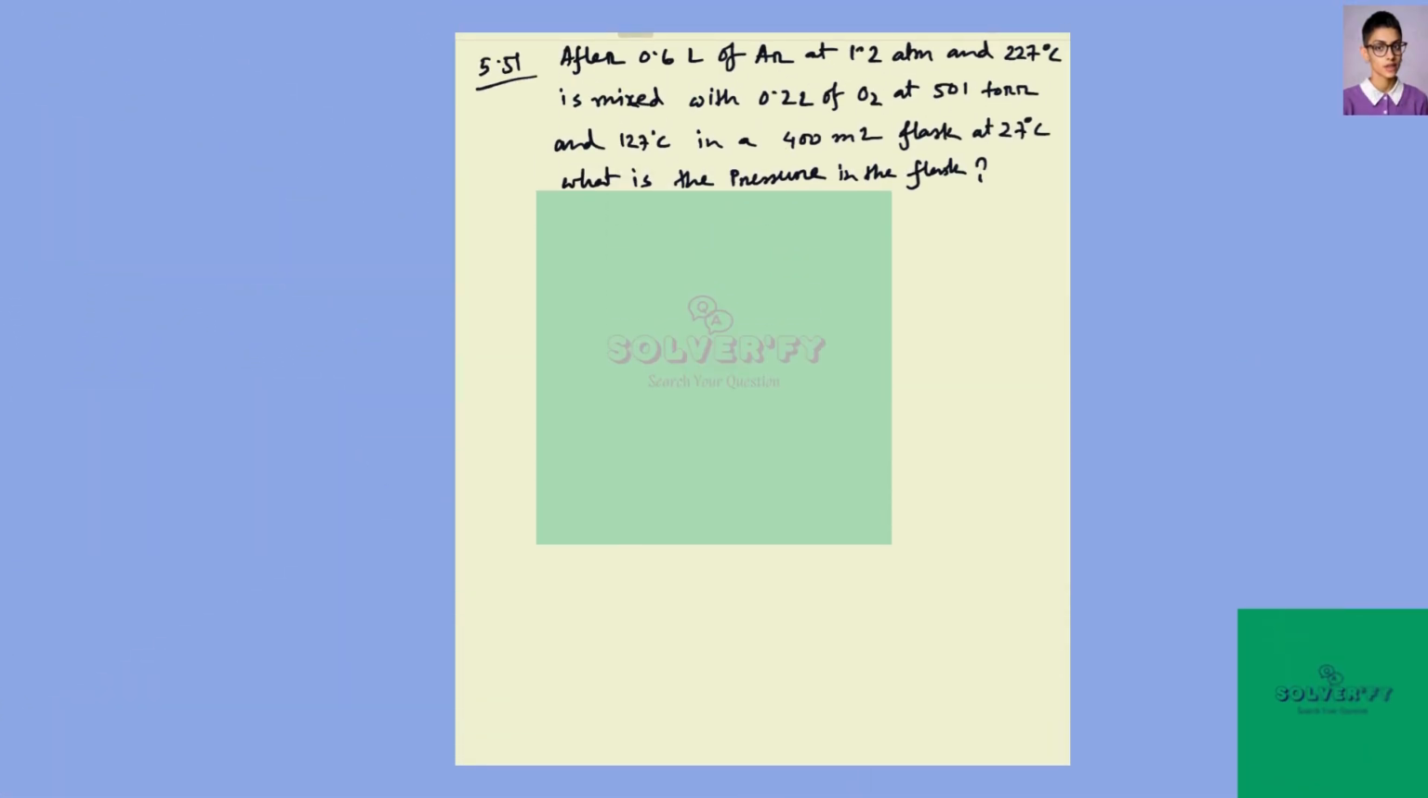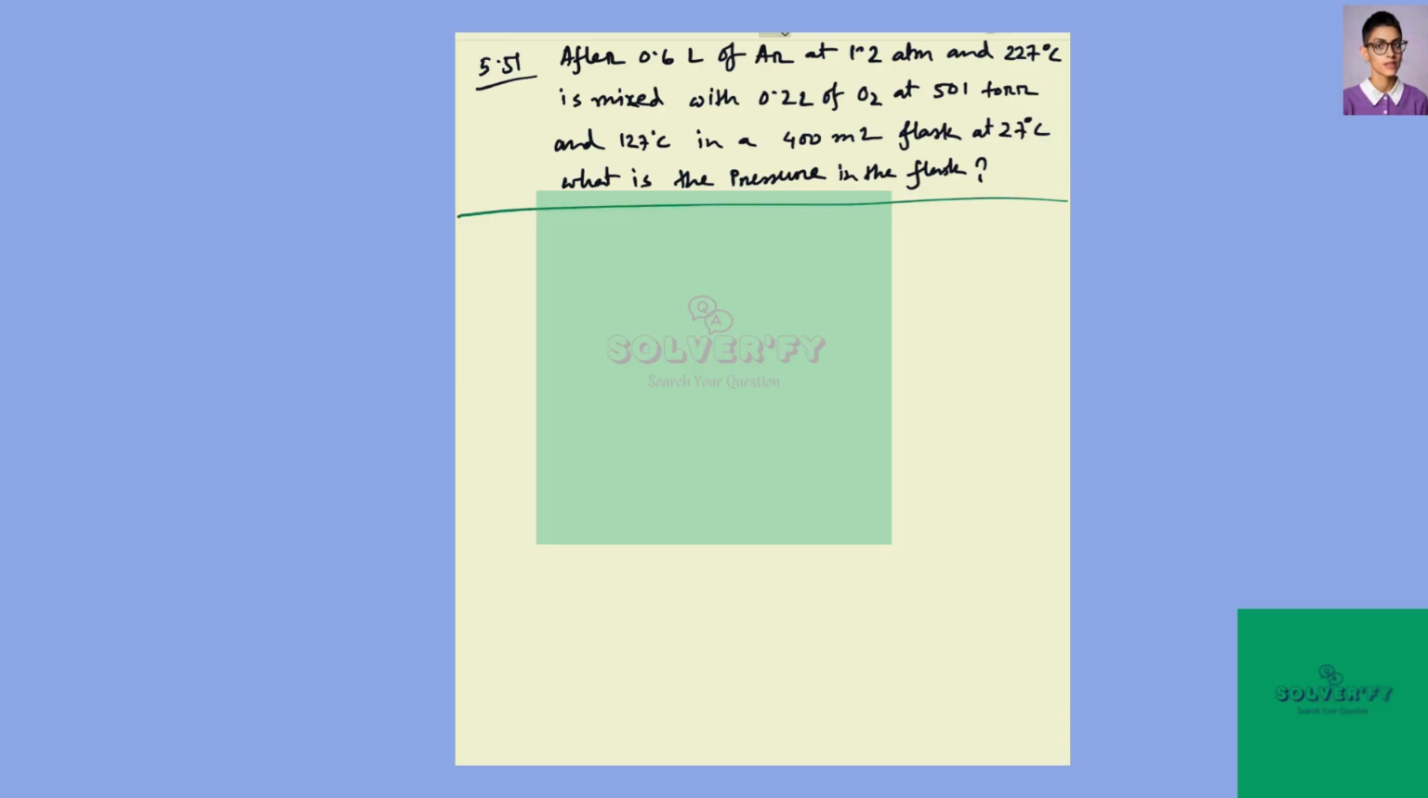Hi guys, let's solve problem 5.51. Argon gas at a certain condition is mixed with oxygen gas at another condition in a 400 ml flask at 27 degrees Celsius. We need to find the pressure in the flask.